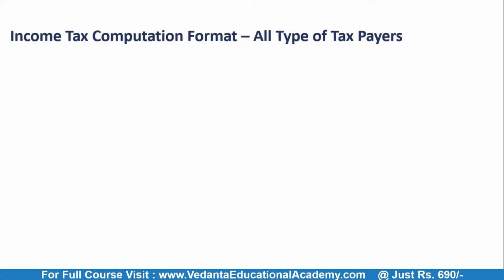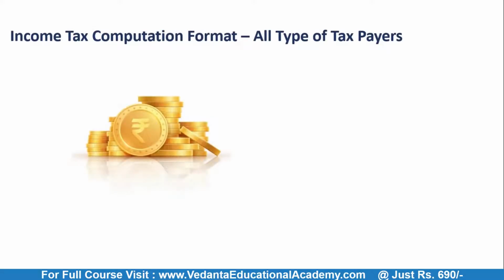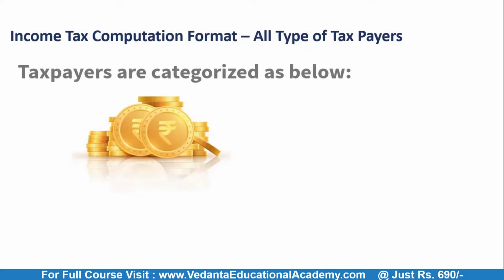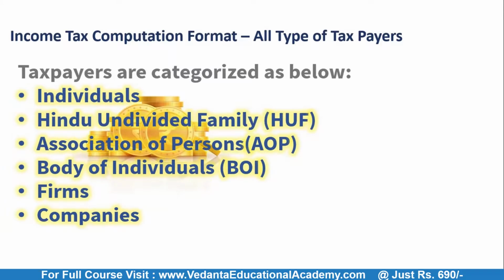Hello friends, welcome. This is an awareness video on income tax computation format for all types of taxpayers. The Income Tax Act has classified the types of taxpayers into categories so as to apply income tax rates for different types of taxpayers. The taxpayers are categorized as below: individuals, HUF (Hindu Undivided Family), association of persons known as AOP, and we will also discuss body of individuals (BOI), partnership firms, and companies.